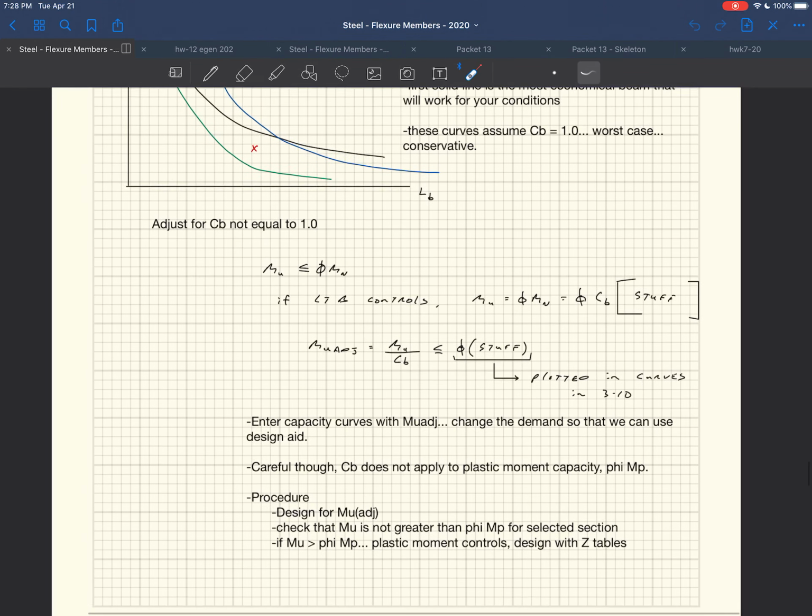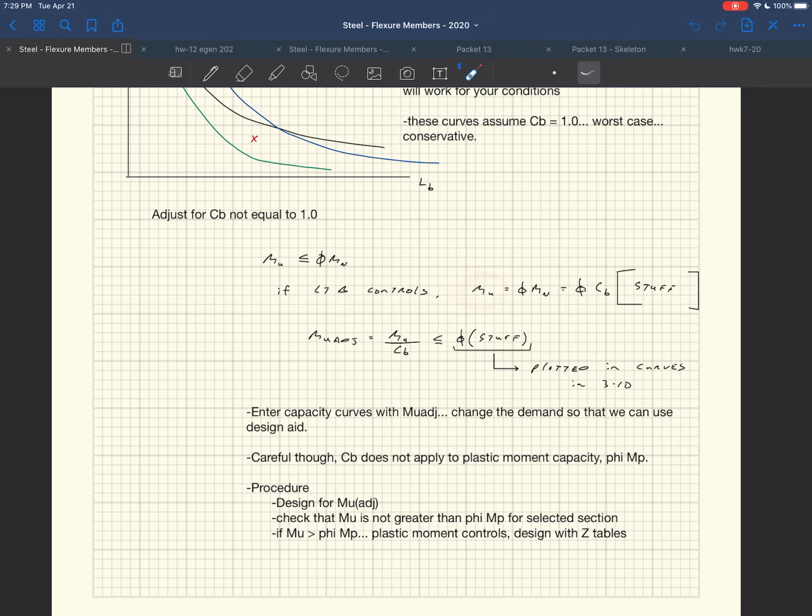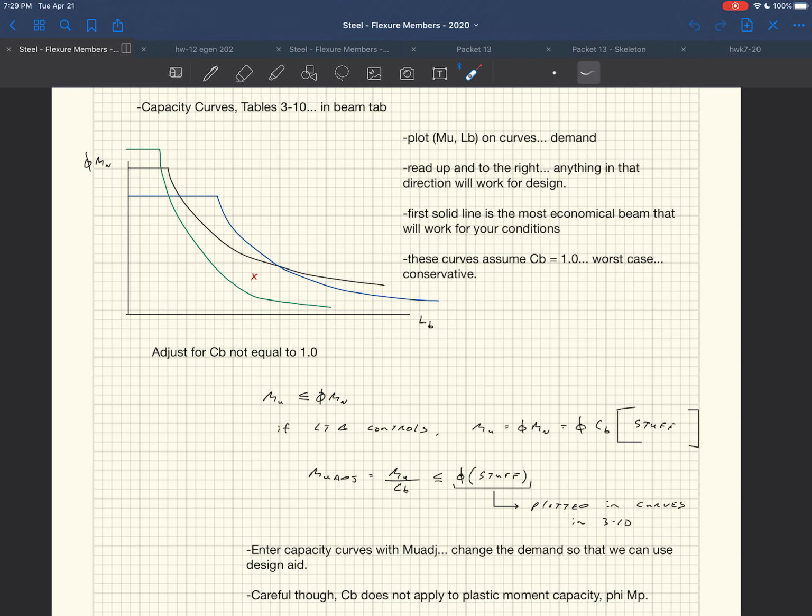What we do is we take our moment demand and we divide by C_b. So the C_b is on the capacity side, but you take the C_b and you put it on the demand side. And when you do that, think of it as adjusting these curves. It would be equivalent to shifting these curves to the right, by dividing the demand by C_b.